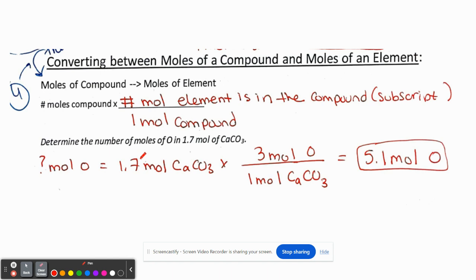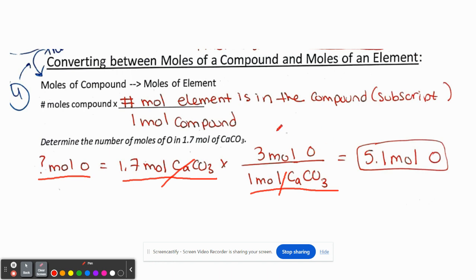So let's do a practice problem using this formula. Our question is, what's the number of moles of oxygen in 1.7 moles of CaCO3? So our question is the number of moles of oxygen. Remember, I always start with what do we know? We know 1.7 moles of CaCO3. If I want to know how many moles of oxygen there are, first step in our formula, we need to write down 1 mole of CaCO3 that goes in the bottom so that our moles of CaCO3 will cancel.